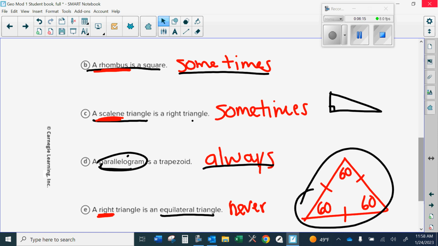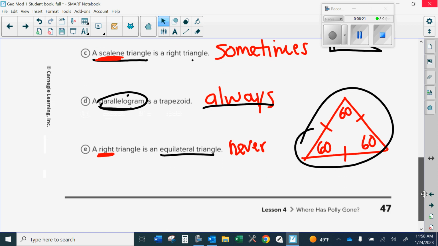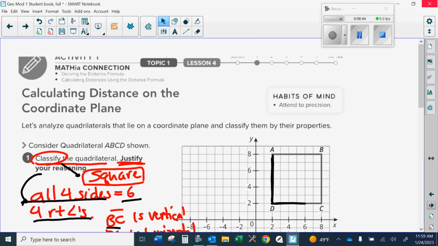A parallelogram is a trapezoid: always. Because the definition of a trapezoid is at least one pair of parallel sides, and a parallelogram has 2 pairs of parallel sides, so it fits the definition. A right triangle is an equilateral triangle: never. In an equilateral triangle all the angles are congruent, there's our congruent symbol, the arc. 180 divided by 3 is 60, so they're always 60, and a right triangle has a 90-degree angle, which you can't have with an equilateral.